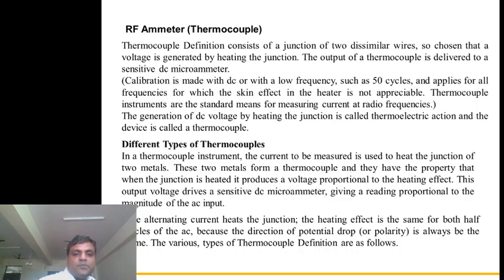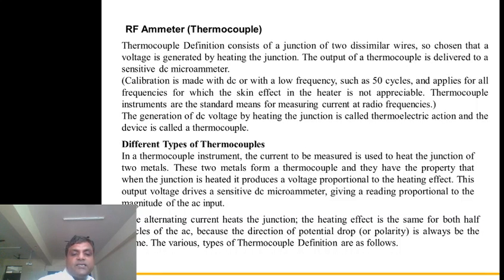So in a thermocouple instrument, the current to be measured is used to heat the junction of two metals. These two metals form a thermocouple, and they have the property that when the junction is heated, it produces a voltage proportional to the heating effect. This output voltage drives a sensitive DC microammeter, giving a reading proportional to the magnitude of the AC input.